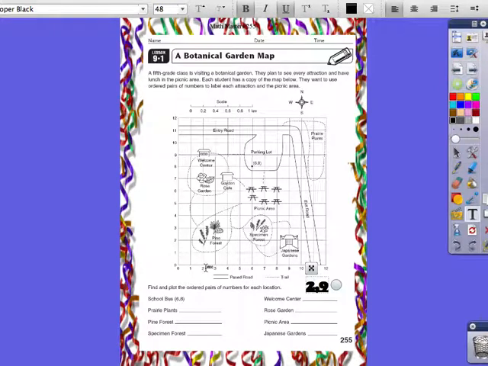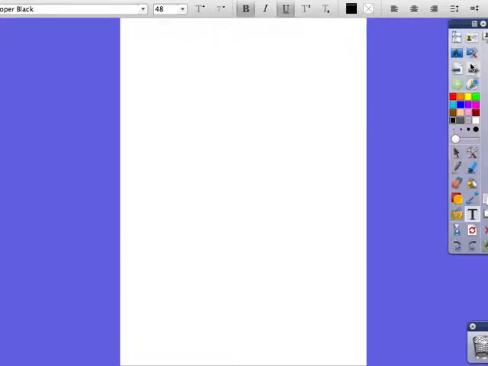To the rose garden, which is over 2, up 7. To the picnic area, which is right here, we had to move over about 7, up 6. And finally, the Japanese gardens, located here. You have to go over first, so over 2, up 9. Remember, you always need to go over, left or right, before you can go up the ladder. If you remember those things, you will be successful in today's lesson.